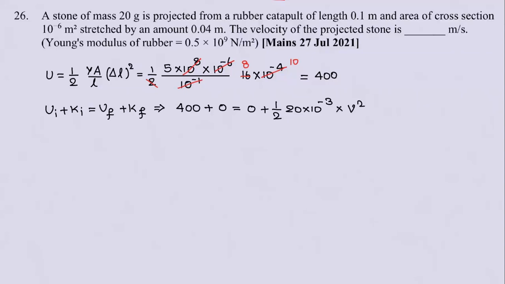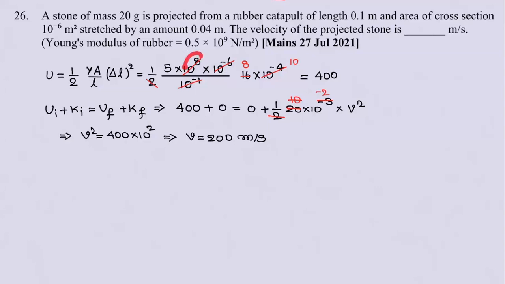It's a simple mathematics. This is 10. 10 will be minus 2 times. Minus 2 will go there, plus 2 it will be. That implies V square is equal to 400 into 10 power 2, right? That implies V is equal to square root of 400 is 20, 20, it will be 200.